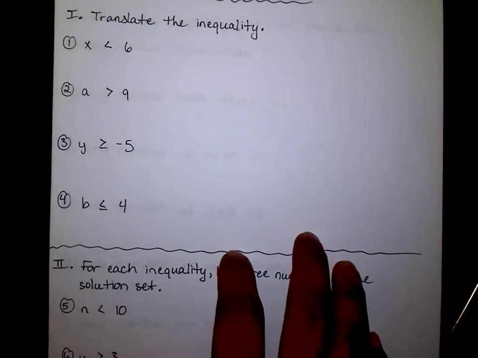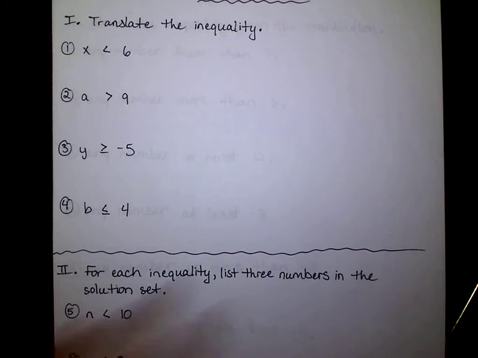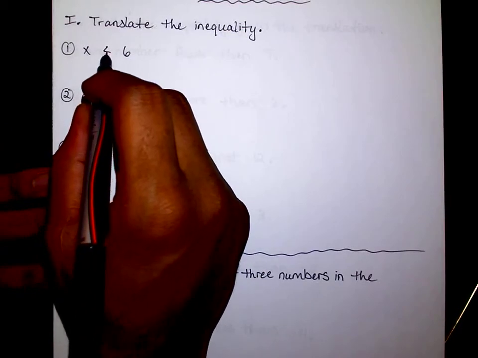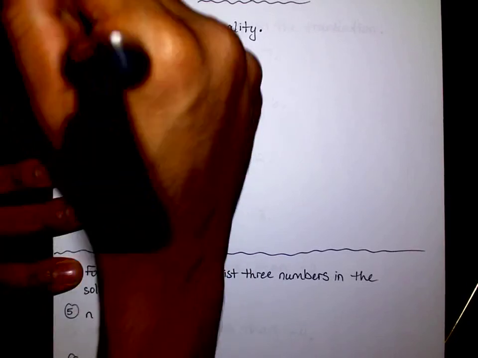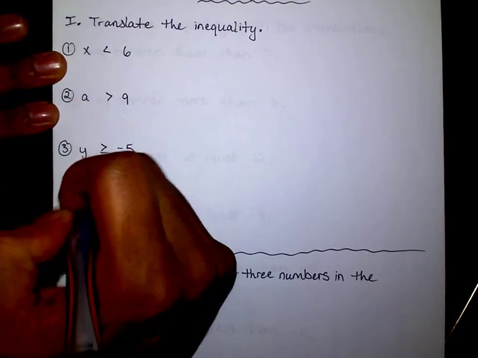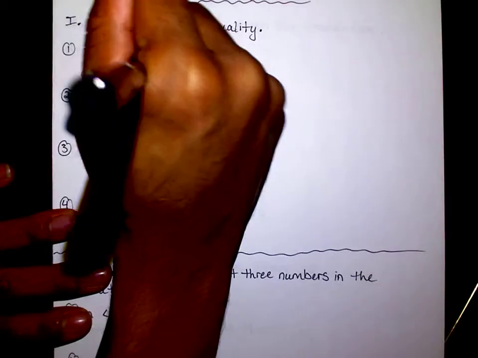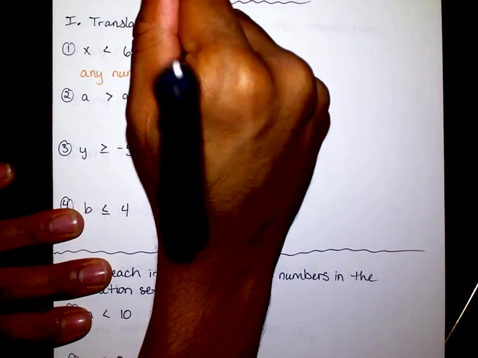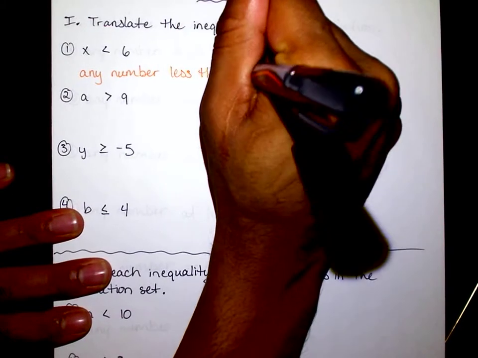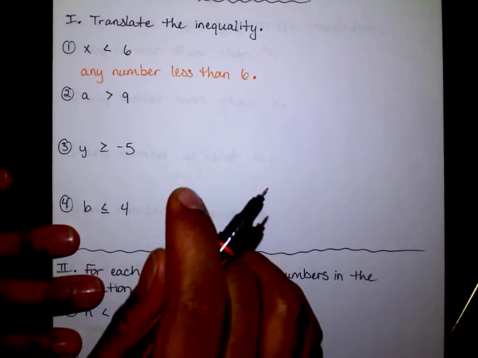Alright, today we're gonna review and practice our inequalities. So first, we're going to start off with this first one. This first section has us translate the inequality. For this first one, if you remember, this means less than or fewer than. And this is just a variable. This variable represents any number. So I'm just going to say any number less than 6.